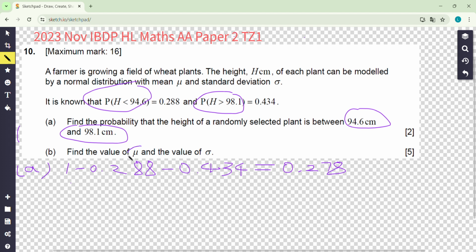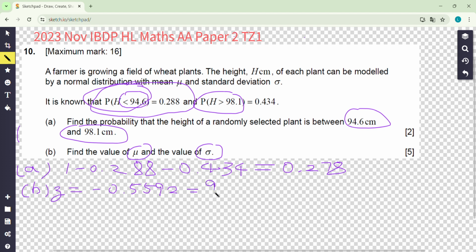Next one, you need to find out the mu and sigma, so we need the calculator. Do the inverse normal function and find out the z value for the first one. Okay, less than. Good, then you can use the calculator to find the z value. The z value is negative 0.5592.